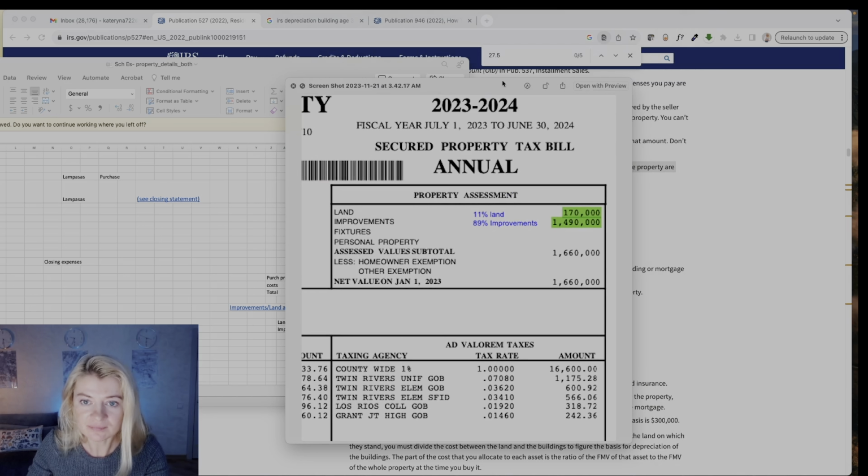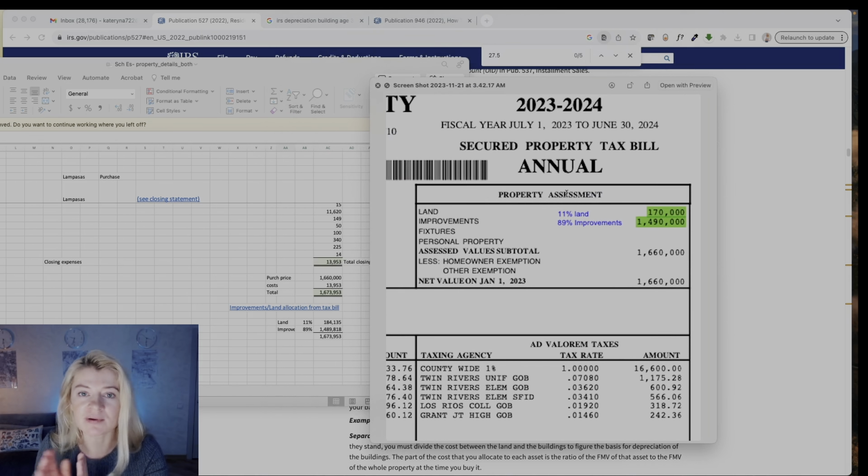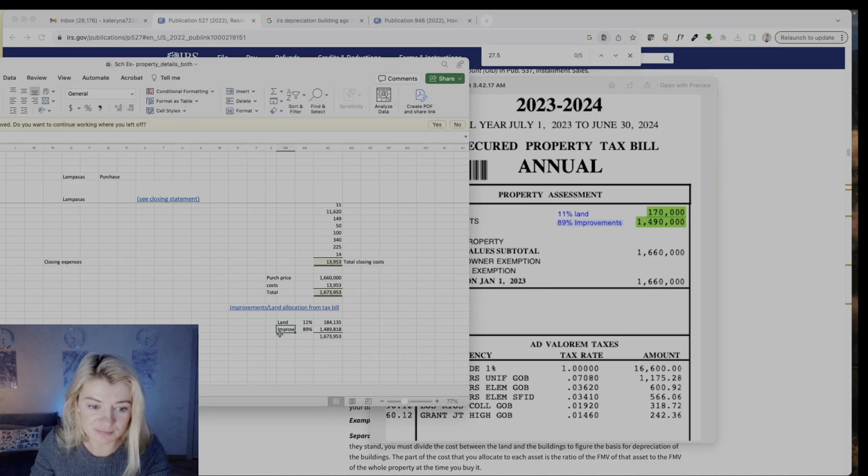I usually look for the property tax bill. And a property tax bill for a rental property has this breakdown. It says land cost this amount. This is our estimate and this is the best estimate we can use. And here's the one for improvements. I just divide them and get the percentage of land in improvements.